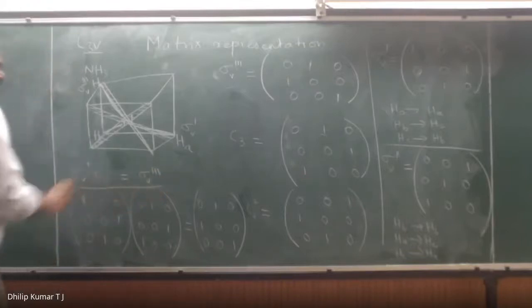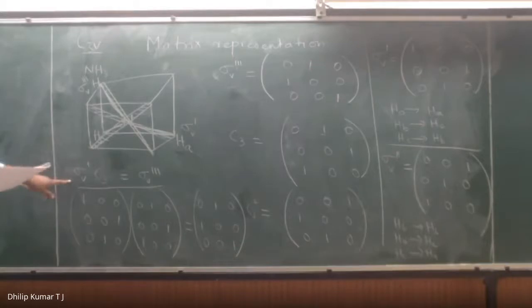So you check it with your multiplication table. C3 multiplied by sigma v prime is sigma v triple prime. Correct or not?